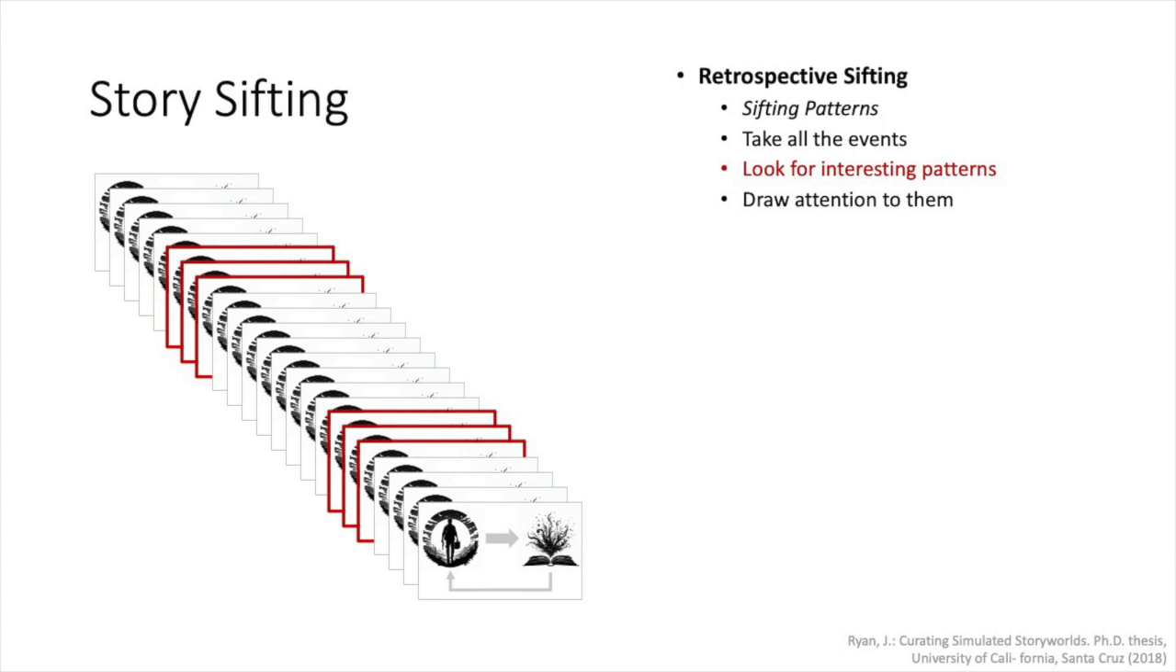In our work, we look to achieve this through story sifting. When people talk about story sifting, typically they're talking about retrospective sifting, which is something that can be achieved through sifting patterns. In retrospective sifting, you take all of the things that happen in an emergent narrative, all of the actions and activities and events over time, and then you take a set of sifting patterns, things that describe interesting events or interesting story combinations, and you look for those patterns in the events. You then draw attention to them, effectively telling the player or the reader that these are the bits of the story that will be interesting to them.